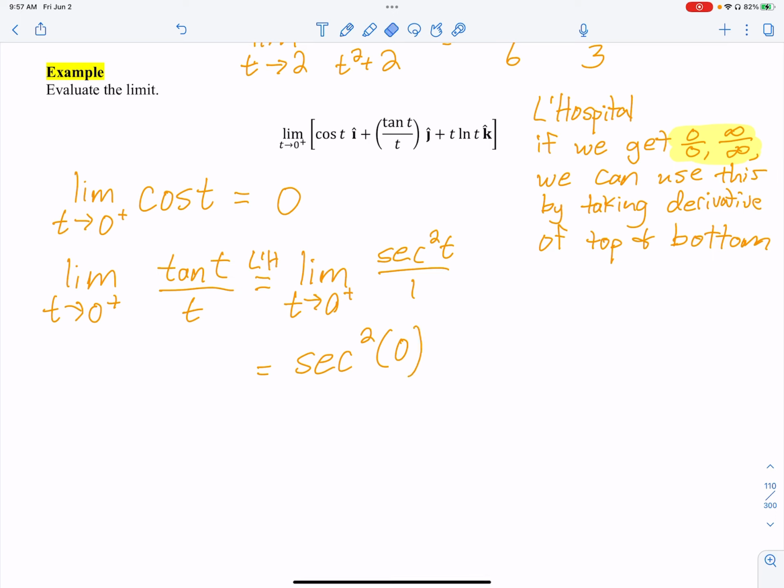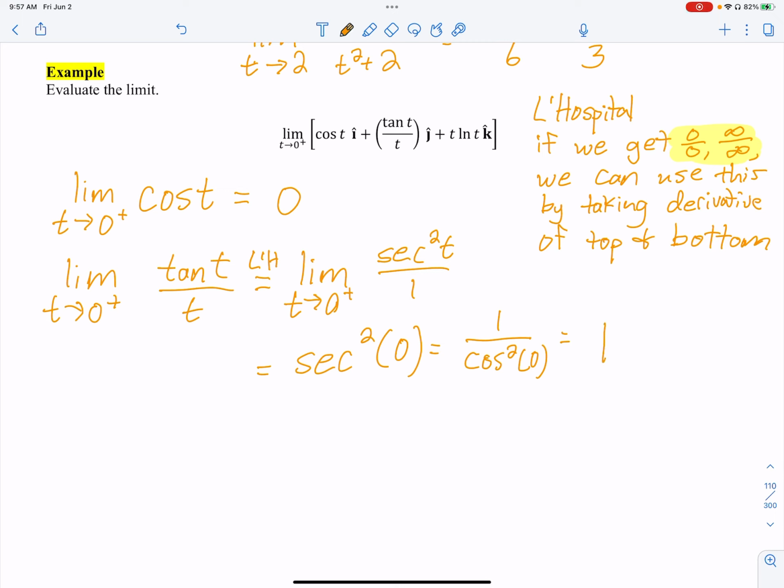Secant squared of 0, well, that's kind of hard to understand, right? Depends on how good you are at trig. I think about this instead. I don't have my secants memorized, but I have my cosine memorized. I know that cosine of 0 is 1, so 1 over 1 is 1.